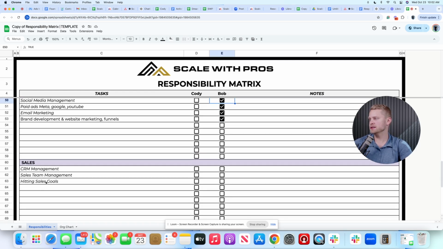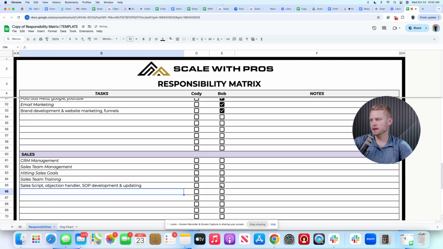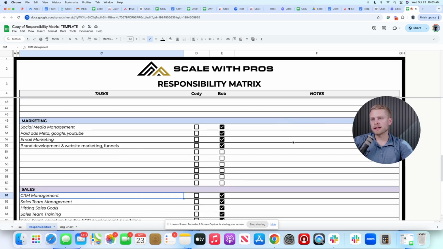So let's see here on sales. Sales team management, sales team training, sales script, objection handler, SOP development and updating. All of those things need to be done by Bob. He needs to train the team, make sure they're hitting their targets, manage the team, and make sure that the CRM is being filled out correctly by the sales team and that they're doing what they're supposed to in there. You'll notice there's a note section. If there's ever anything you need to write out to get a little more clarity on what something means, or more information needs to be shared, you have that ability here.